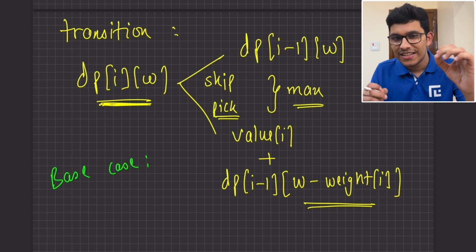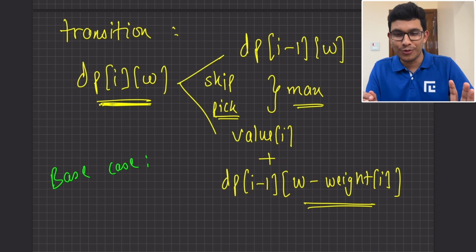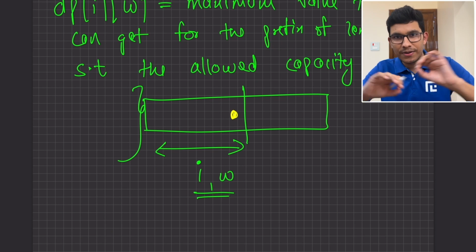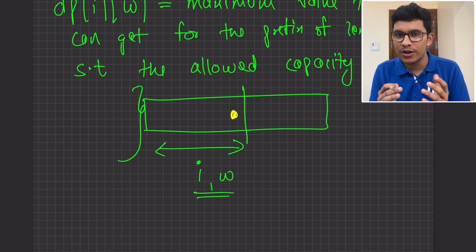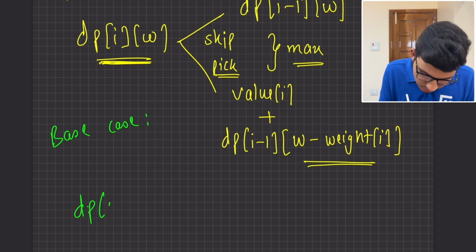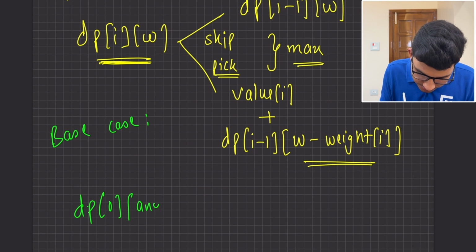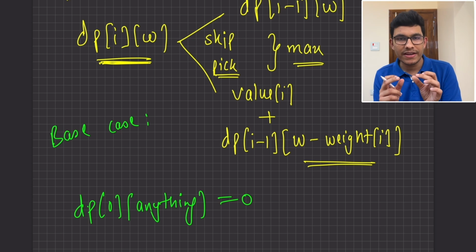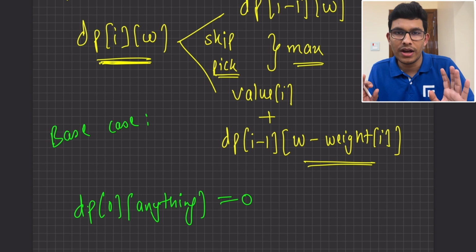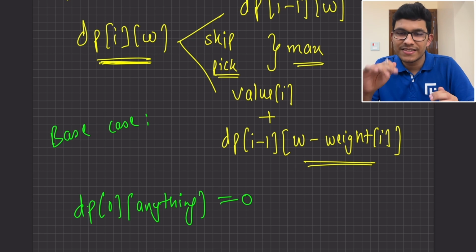Clearly, I can say that if the prefix size itself is 0, if the entire prefix is gone, then I will not be able to pick up any more items. So can I say dp of 0 comma anything, 0 comma any weight, is equal to 0? Because for a prefix of size 0, when you have 0 items, it doesn't matter how much weight you have. You cannot pick up any item. So the base case is this.